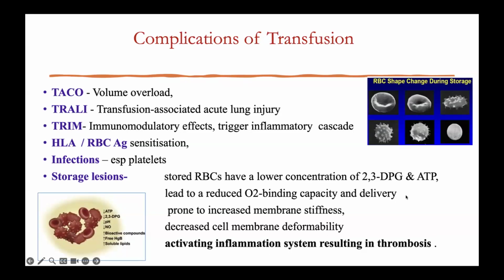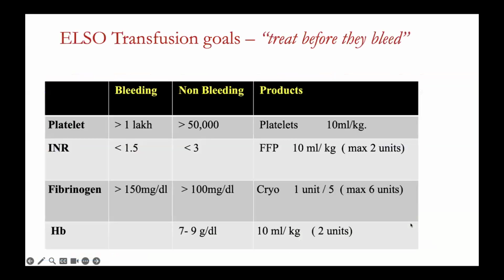So our aim is to improve your oxygen delivering capacity. But if you have lower 2,3-DPG, and if you're causing more inflammation, we could actually be causing more harm by giving blood products. So based on all this, what are the ELSO transfusion goals? If the patient is bleeding, you aim for a higher number. So platelets more than 1 lakh, INR less than 1.5, fibrinogen more than 150, with platelets, FFP or cryo. And this is the volume that you would give.